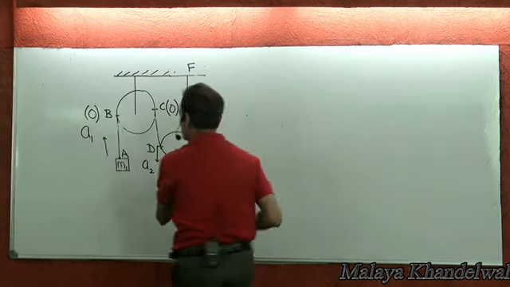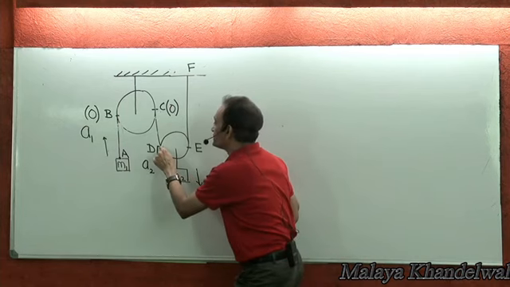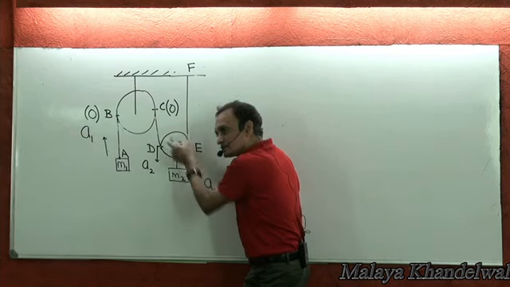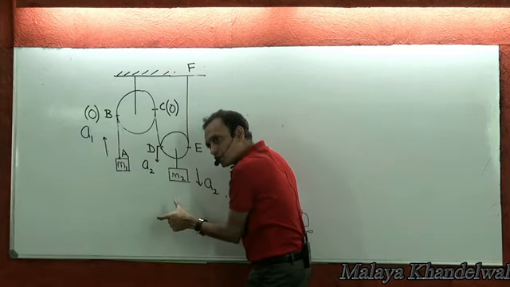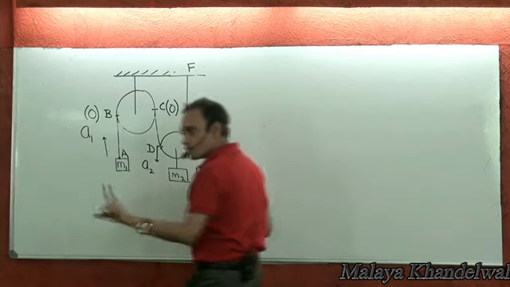It's going to be A2 downwards, yes or no? If D has an acceleration A2 downwards, E will have an acceleration A2 downwards. Both will have the same acceleration downwards. They're on the same pulley. Yes or no?